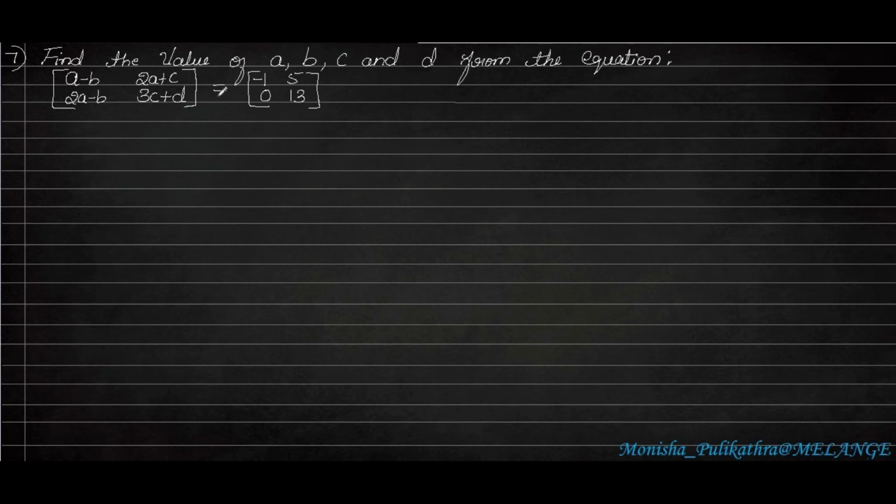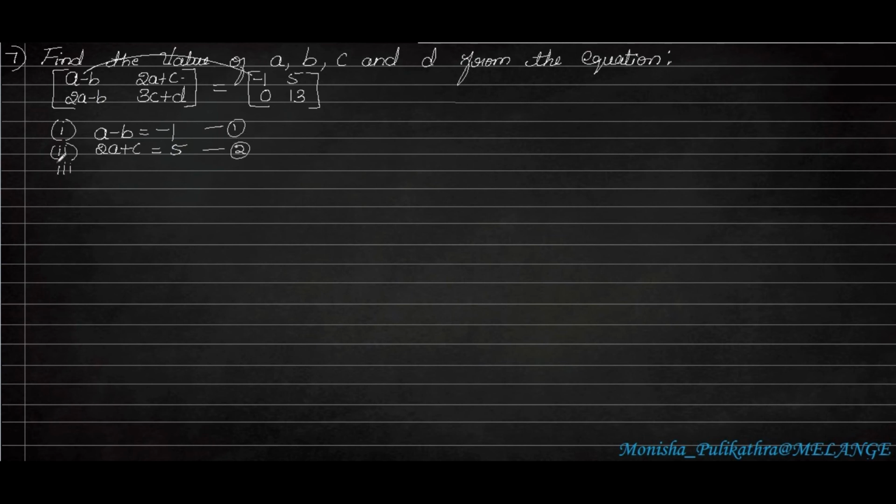Since both the matrices are equal, we can equate each corresponding element. The first equation: a minus b is equal to minus 1, because a11 is equal to a11. Then the second equation is 2a plus c is equal to 5. So let a minus b is equal to minus 1 be equation 1, and 2a plus c is equal to 5, equation 2.